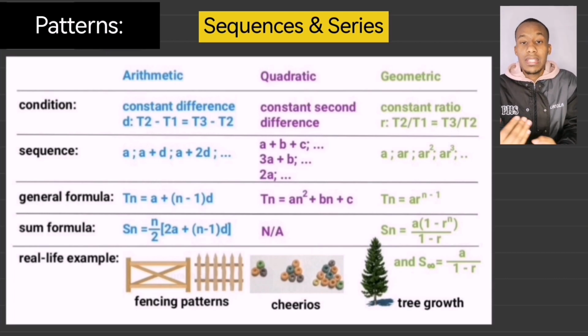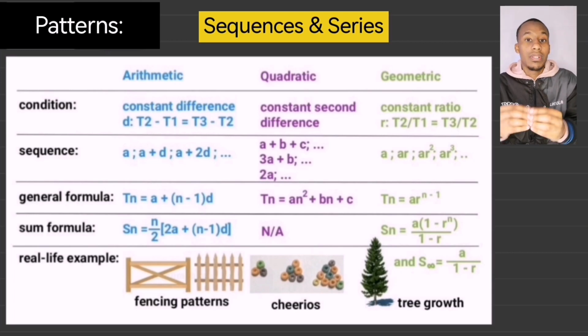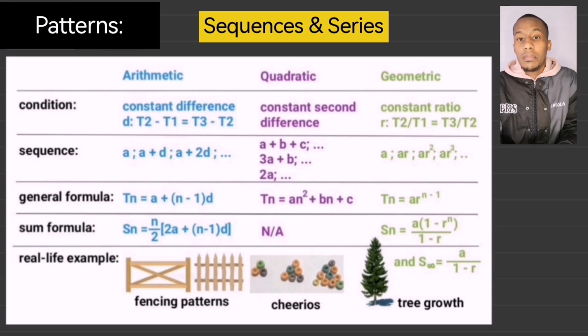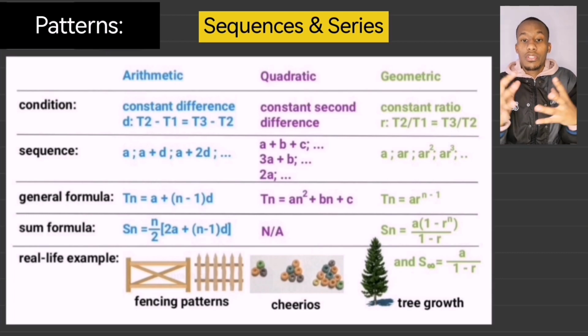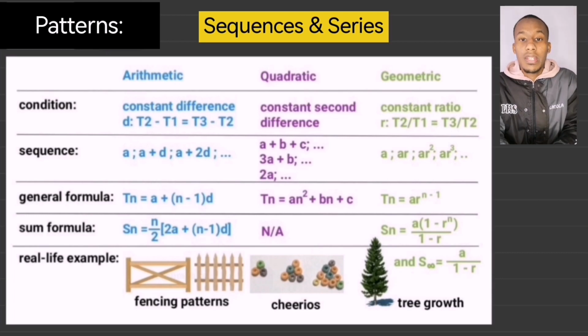Okay, so moving on to our last one, the geometric pattern. This one deals with a constant ratio, so when you multiply by some number each time. Now that multiple could either be a number greater than 1, which means that the terms will increase, or it could be a number less than 1, like a half for example, which means the terms will get smaller and smaller. This in general can also be written as a for the first term, ar for the second term, because it's a times 1 ratio, or for the third term, ar squared, that is a times 2 ratios. Okay, and so on and so forth.